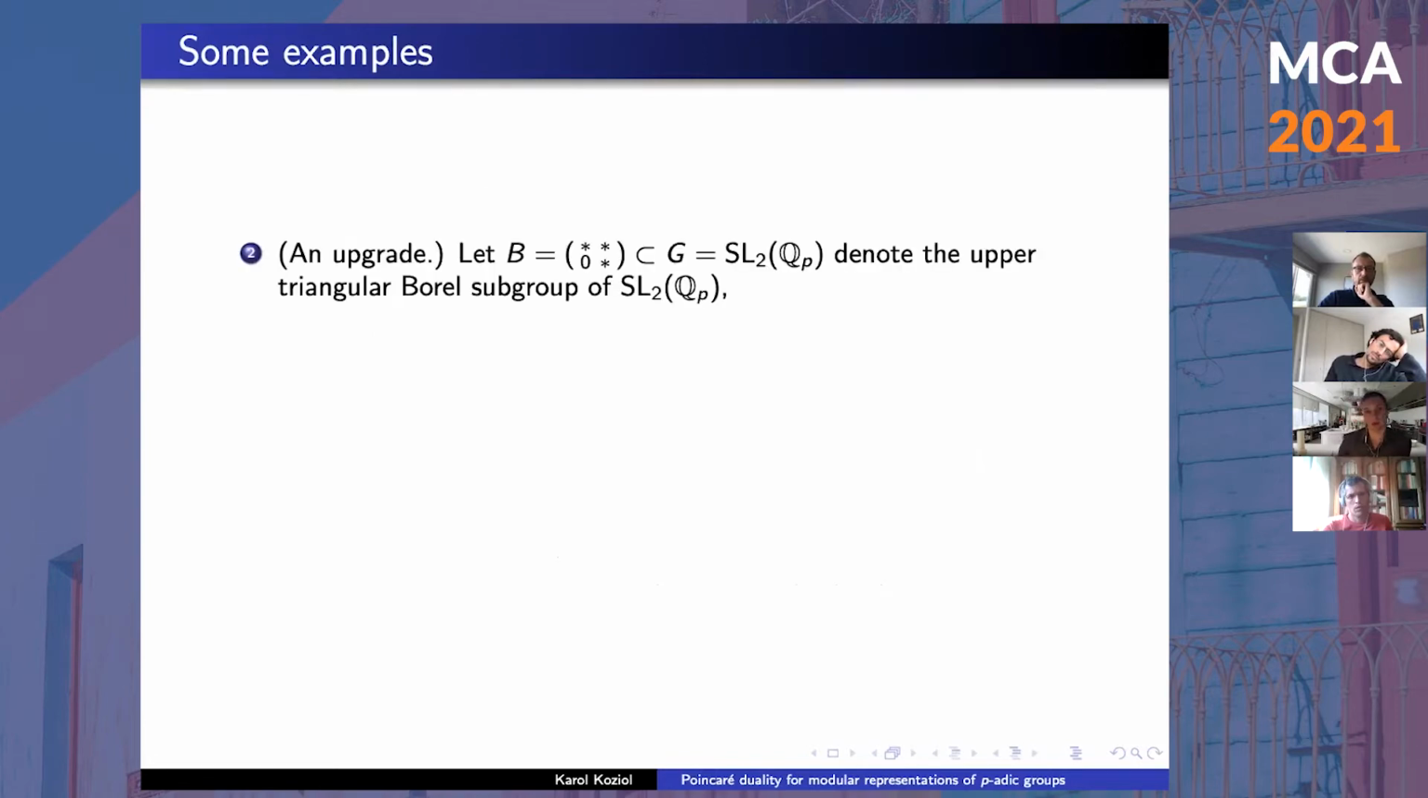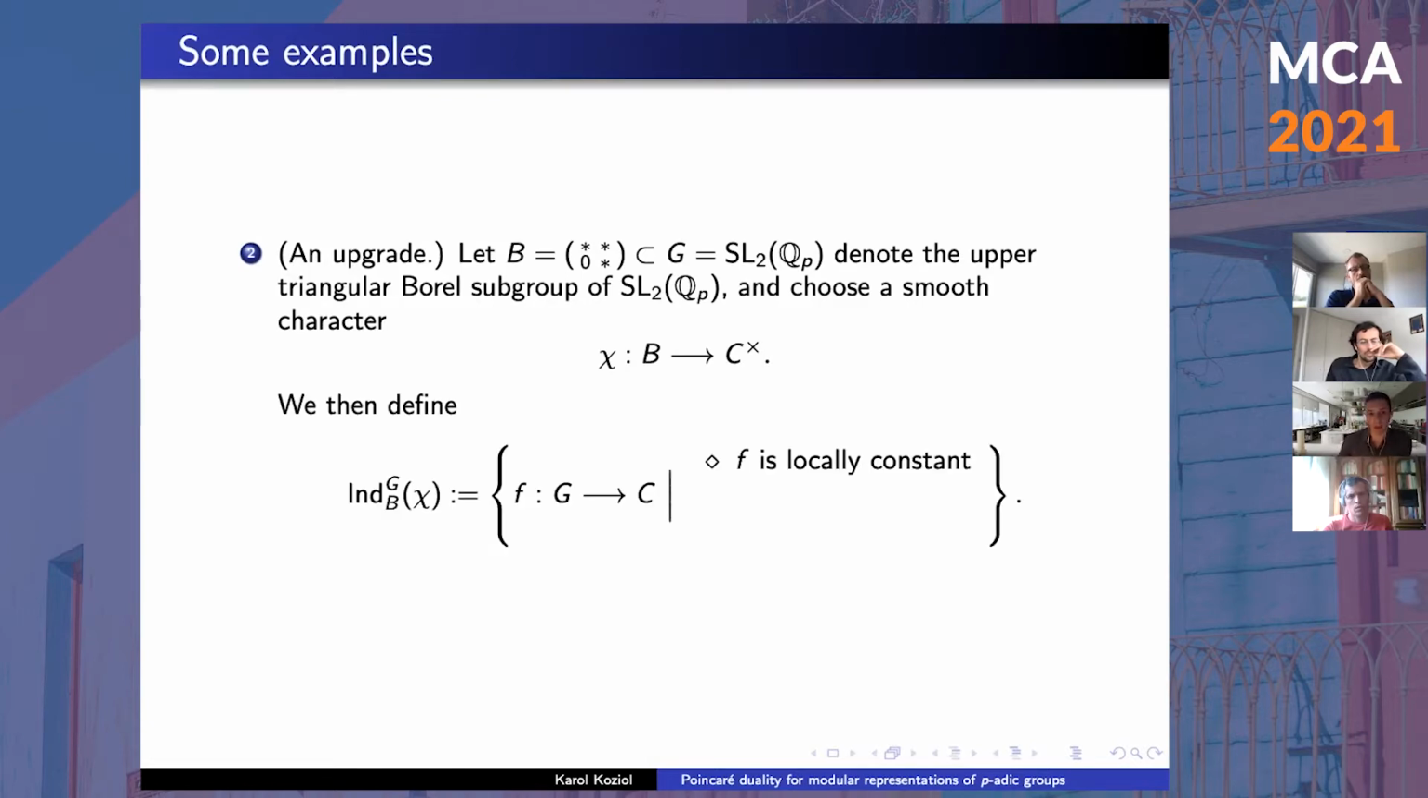Now we're going to define B to denote the upper triangular Borel subgroup of SL2(Q_p). I'm going to choose a smooth character chi from B into my arbitrary coefficient field C. Again, this character chi is smooth, which in this context means it's locally constant. So we have this character, and out of this character on B, we can form the following vector space. Again, it's going to be a vector space of functions, this time on the group G going to C, where again I impose this local constancy condition.